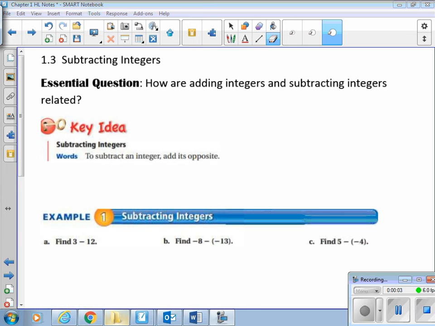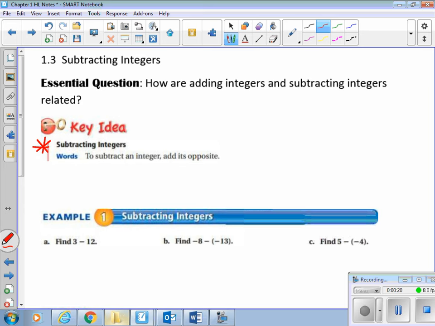Today we're going to do Chapter 1, Lesson 3, Subtracting Integers. Our essential question for today: how are adding integers and subtracting integers related? Well, in order to see the relationship between them, let's look at the key idea for subtracting integers.